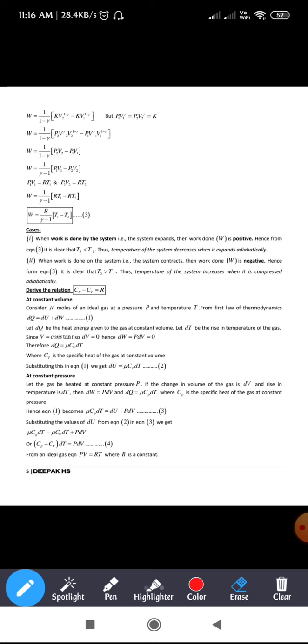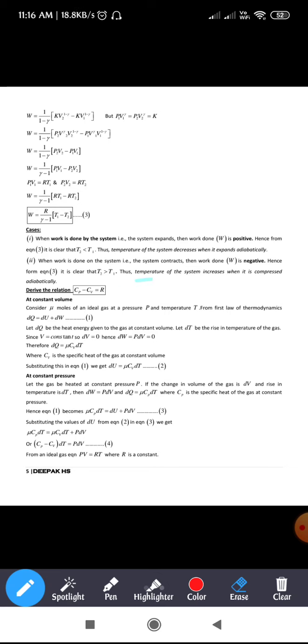That is, when the piston moves in the downward direction. So when the piston moves in the downward direction, we say that the work is done on the system, and the work done is taken to be negative. And what happens here is the temperature of the gas increases. When the gas contracts, the temperature of the gas increases.